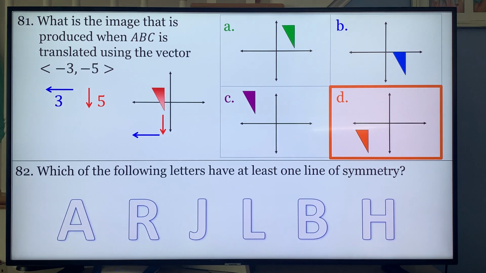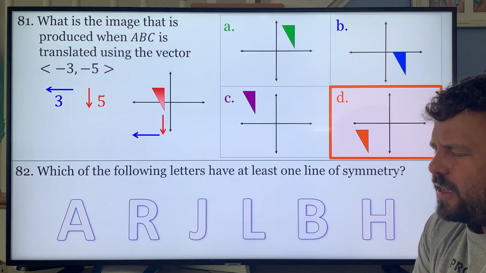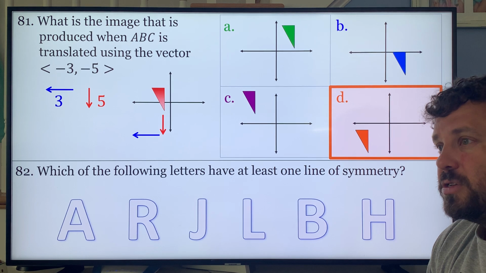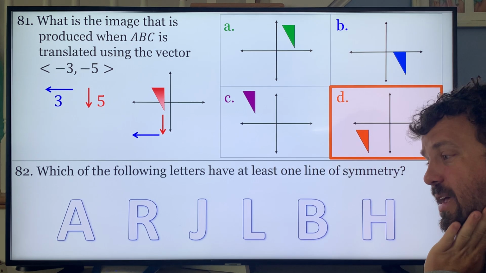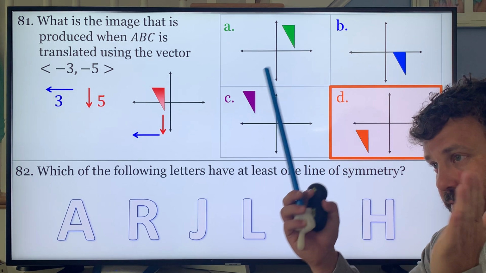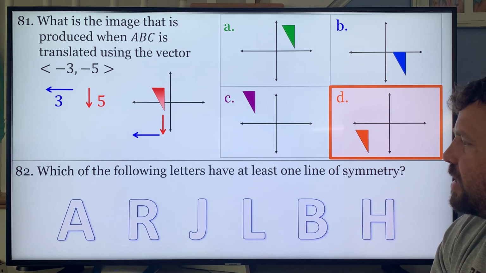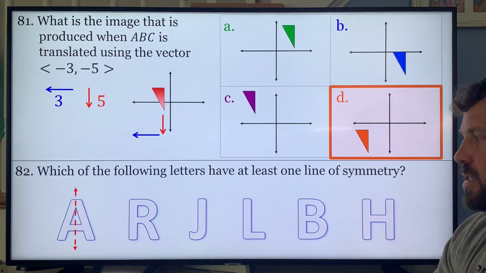Which of the following letters have at least one line of symmetry? A line of symmetry is a line that cuts a figure in half, and each piece that it cuts it into is identical. So it's just a reflection of itself. So for instance, if I had a rectangle and I cut it down the middle, I could fold the rectangle over and there'd be no overlapping pieces. So right here is A. I could draw a line of symmetry right down the middle. I could fold this over and it would look the same.